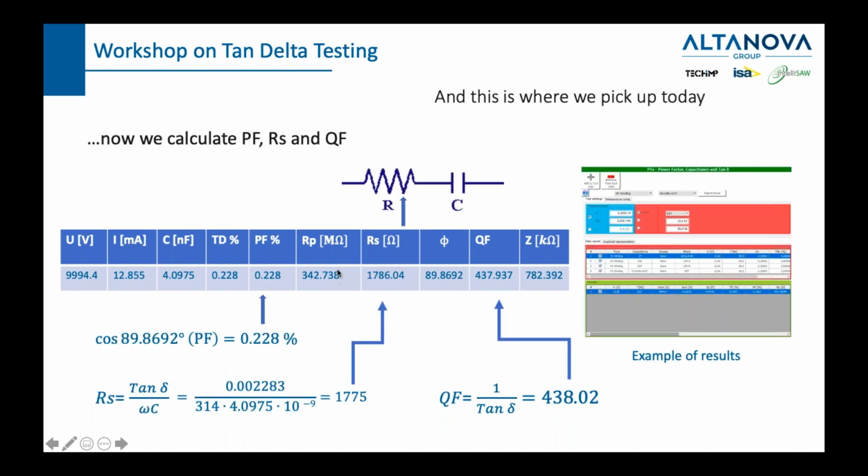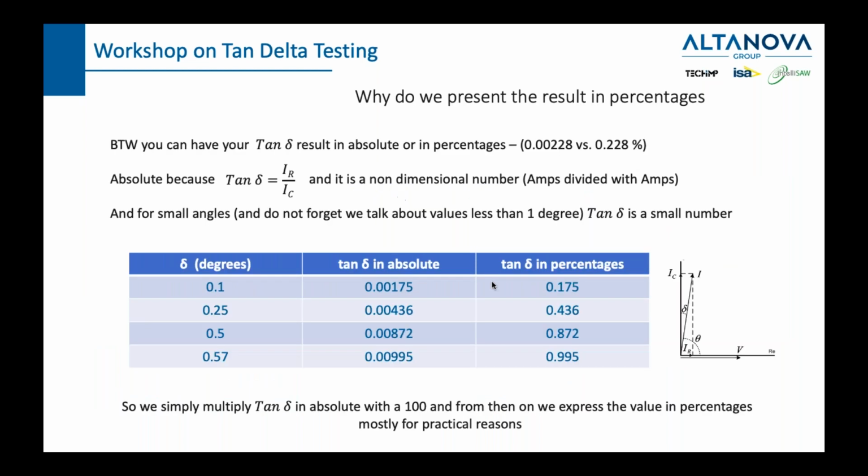Moving on, we get some more results. We also get the RS, which is the resistance if we were to make the equivalent scheme and connect the resistance in series, and we can also calculate that through a formula. And the QF, the quality factor, is the reciprocal value of tan delta. It needs to be bigger than 100, so it's 437. So these are the results which we get when we do a tan delta test with our test sets.